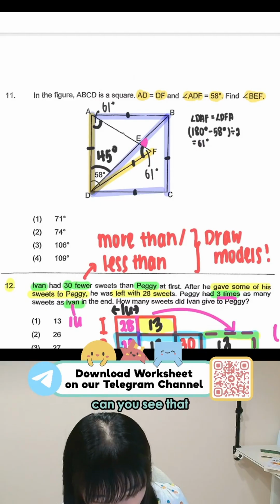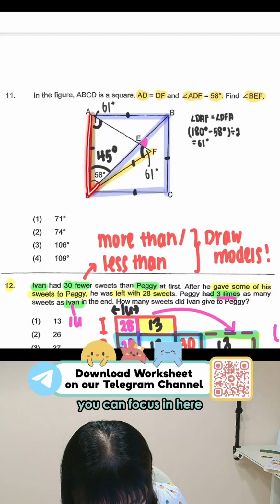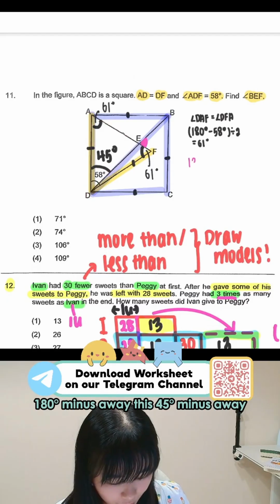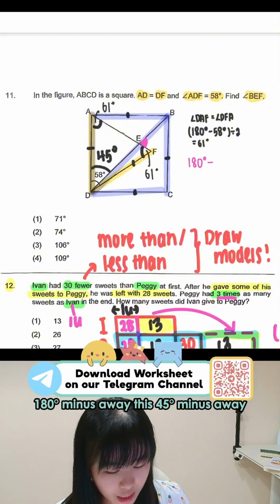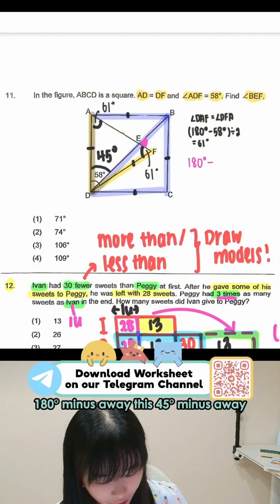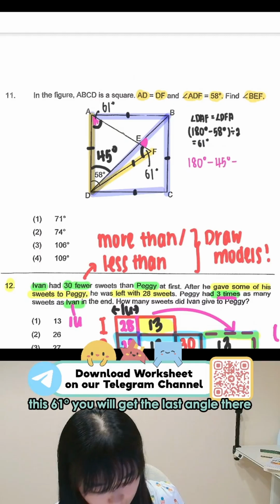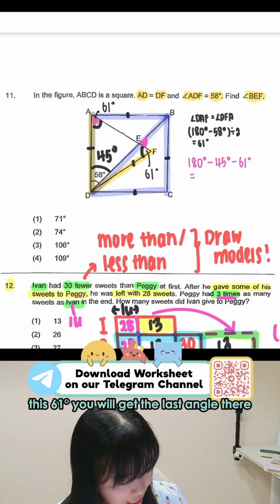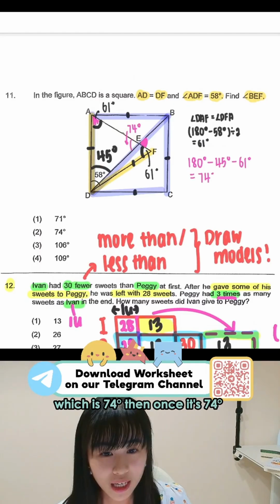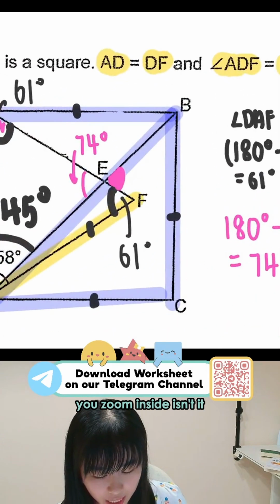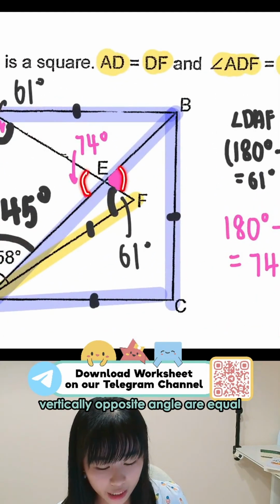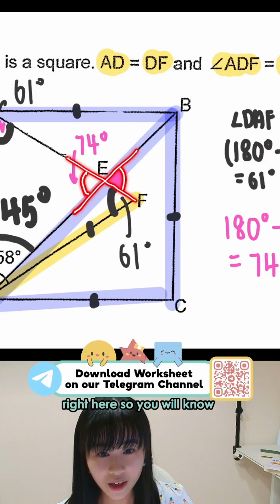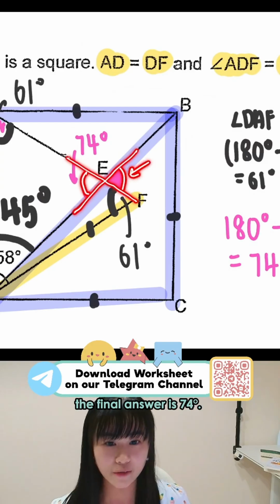Can you see that? There is another triangle you can focus on here. 180 minus away this 45 degrees, minus away this 61 degrees. You will get the last angle right there, which is 74 degrees. Then once you have the 74 degrees, you zoom inside, isn't it that vertically opposite angles are equal because there are two straight lines right here? So you will know the final answer is 74 degrees.